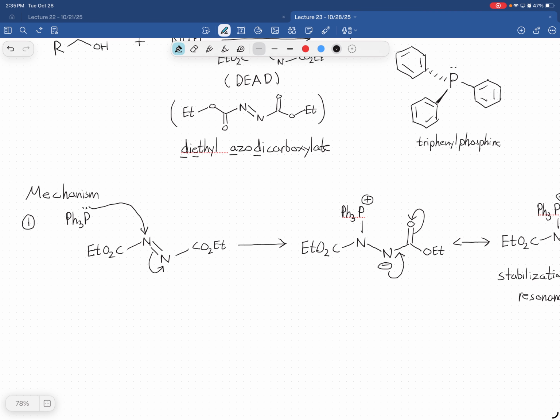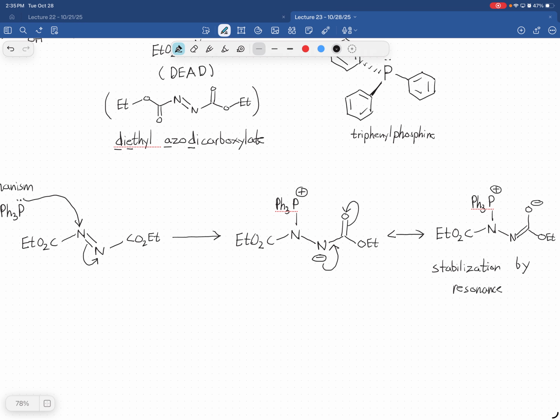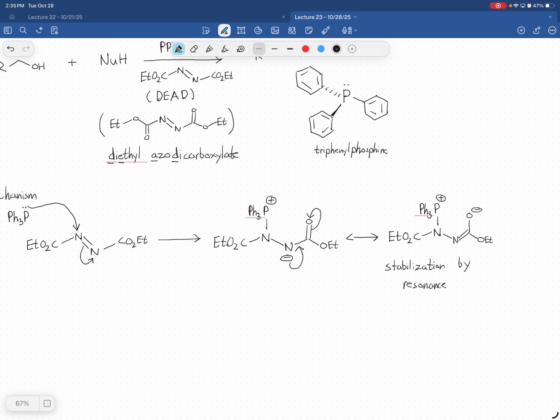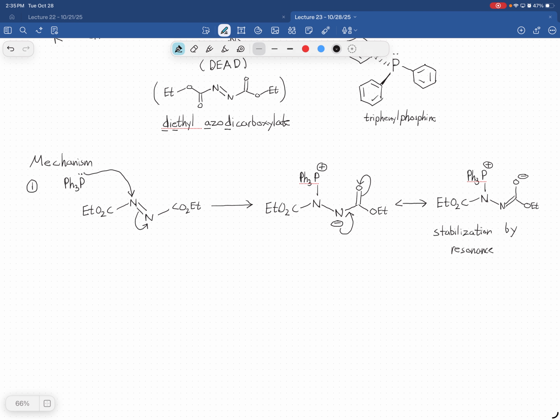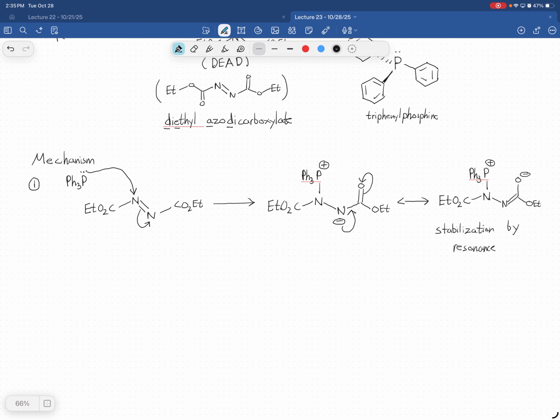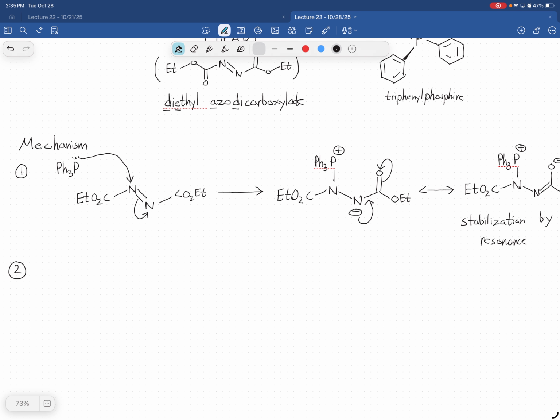Are there any questions on these steps? So the triphenylphosphine interacts with DEAD, and you form a negatively charged anion on nitrogen and oxygen. Now that's going to be linked to the second step here, which is the activation. So let's do number 2: activate the nucleophile.